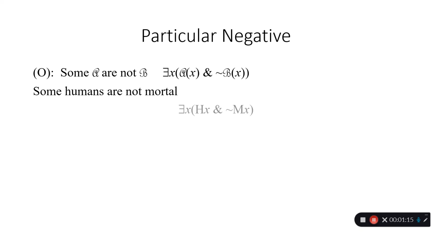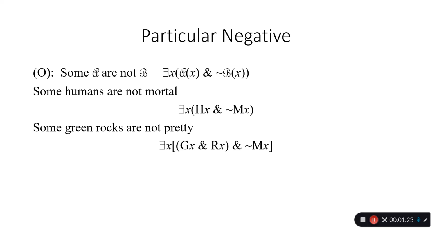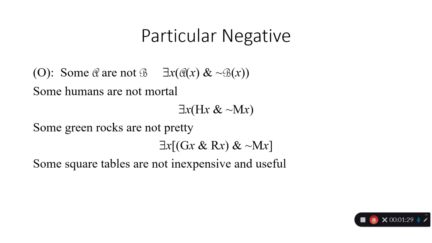Finally, the particular negative. And here's where there's an ambiguity with the negation there. So let's look at our examples. Some humans are not mortal. There is an X such that HX and not MX. Some green rocks are not pretty. There is a GX and RX that is not a PX. Some square tables are not inexpensive and useful. There exists an X such that SX and TX, and it's not the case that, and notice how I've interpreted that as both inexpensive and useful. And that really is perhaps the only way to do it if it's going to be in the O form.